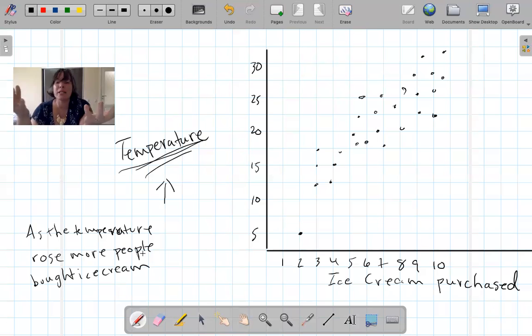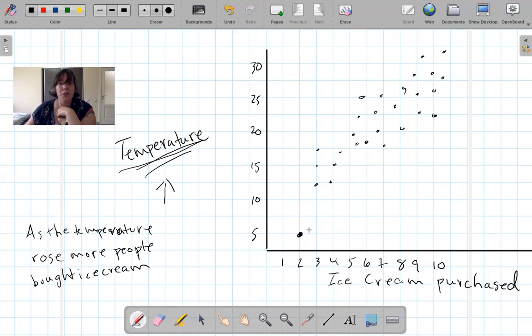That's it. And the question might be, by looking at this graph, is there a positive association or a negative association with temperature and ice cream? And then all you have to do is look and say, well, is it positive or is it negative? And then you might be asked, looking at this graph, is there an outlier? Yes, there is. Two people bought ice cream when it was 5 degrees outside. Those people are definitely outliers, because nobody else bought ice cream until it was over 10 degrees. So here's your outlier.